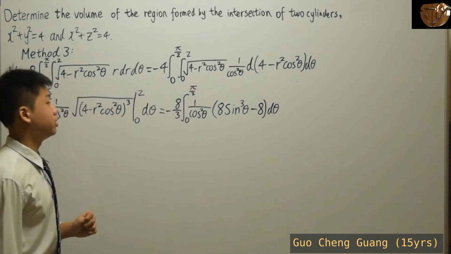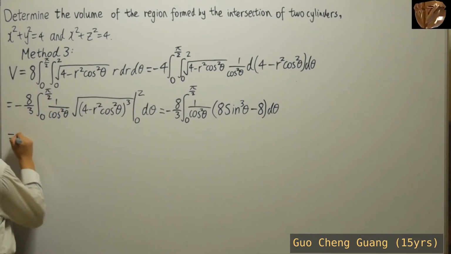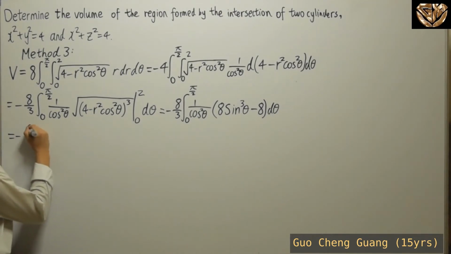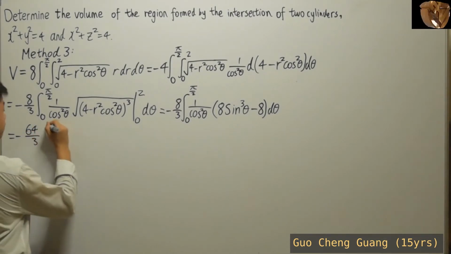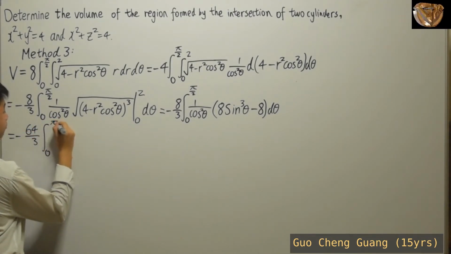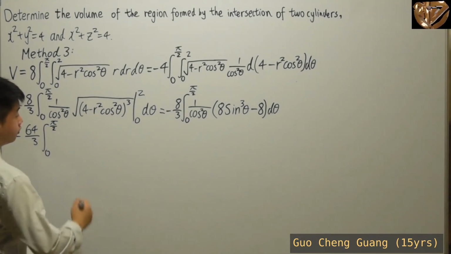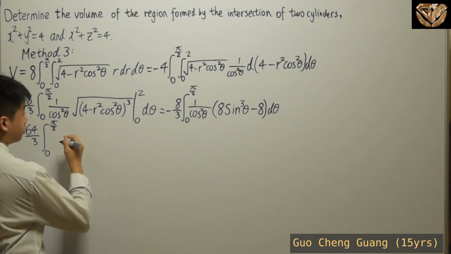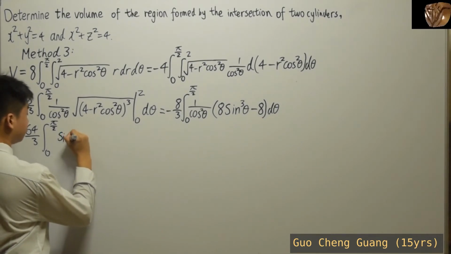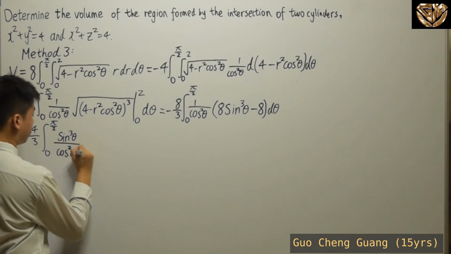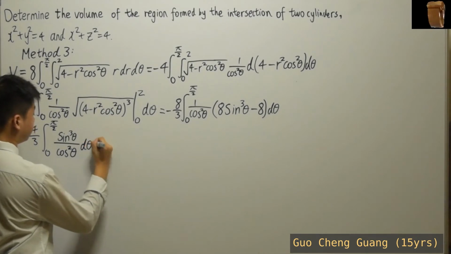And now, this is what you're going to have to solve. So, we can proceed with whatever we had. Well, we could take out both of these 8's. So you have negative 64 over 3, integrate from 0 to half pi. And what are you going to have? So you have sine cube theta over cosine square theta, then d theta.